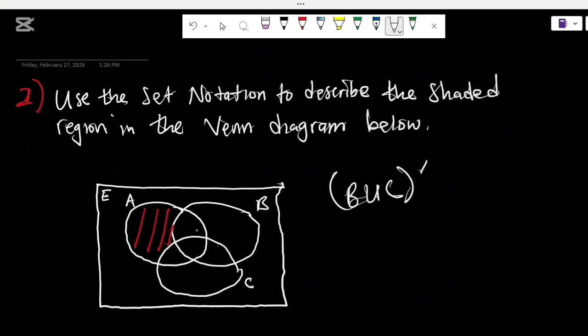It's just like the last question. It's quite similar, except that in the last question we were looking at A union C complement intersection B. Here it's just the opposite. It's B union C complement, then intersection A. So this is the answer that you have.